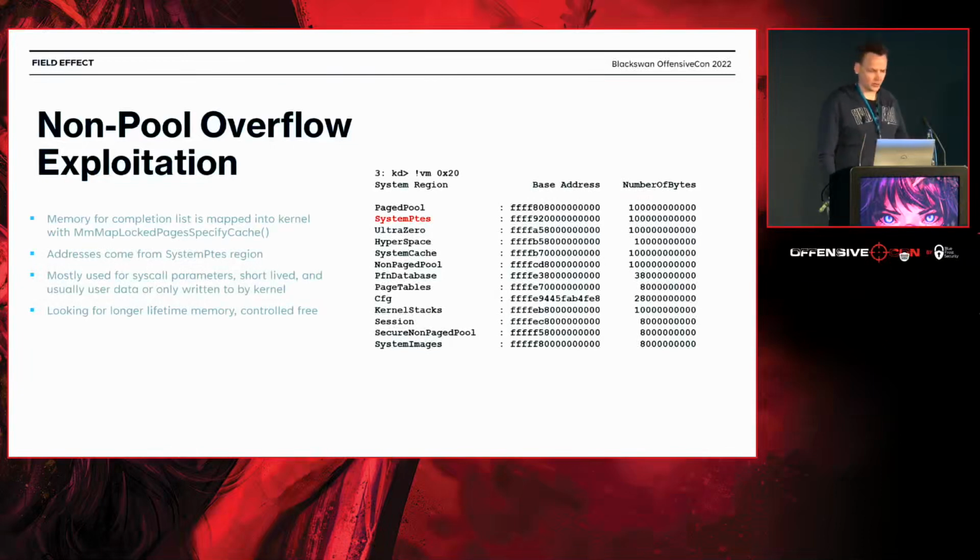Instead, this memory comes from this call here. It's MapBlockPages, and so when the kernel says, I want to map these pages into user mode or into kernel memory, the address range it comes from is actually the system PTE range. You can see on the side I've used WinDbg to dump the address layout of the VM at the time, and there's that system PTE section highlighted in red. So it comes from that address range.